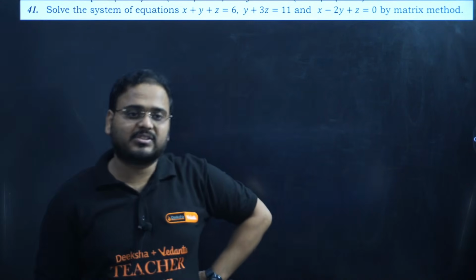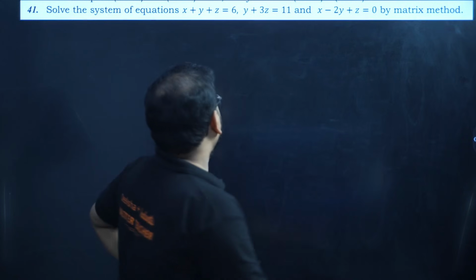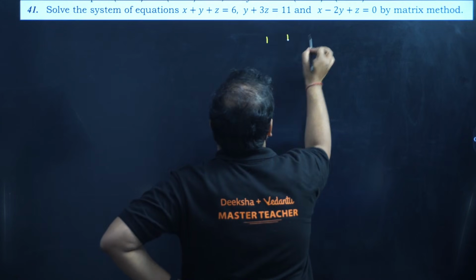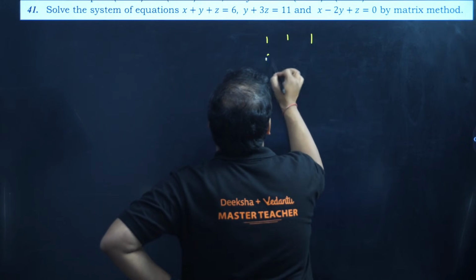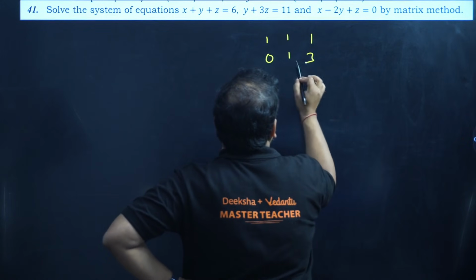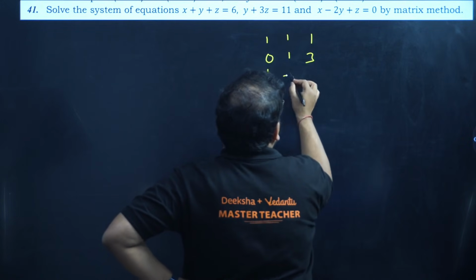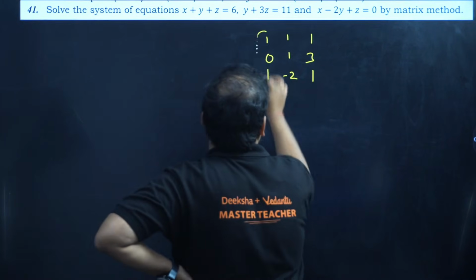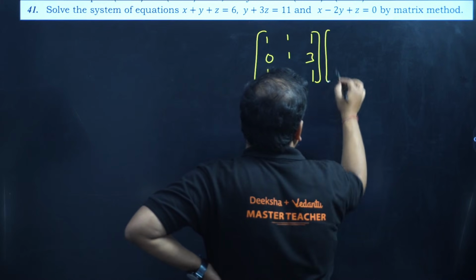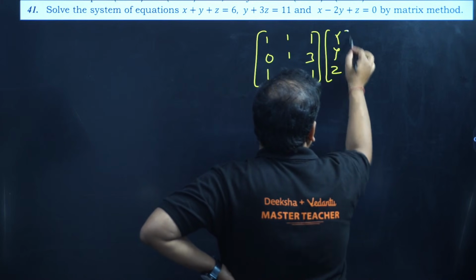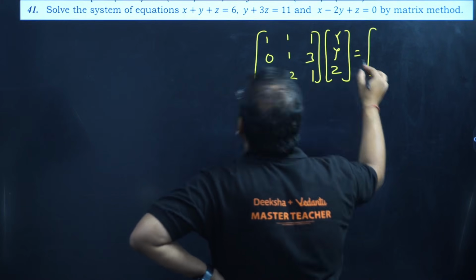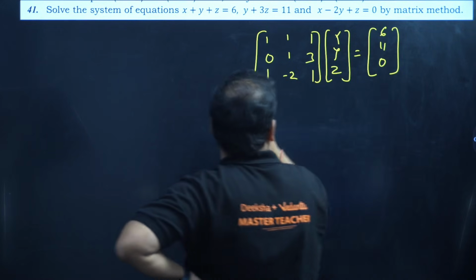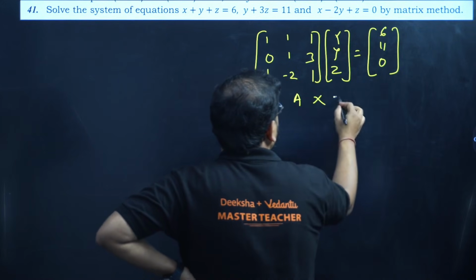Question number 41. Solve the system of equations given like this by matrix method. Let me write the equation form first. We'll have over here first one as 1, 1, 1. 0 because this is y only, 0, 1 and 3. And we have 1, minus 2 and 1. This is your matrix A. The variable matrix will be x, y and z. The constant matrix will be what? 6, 11 and 0. This is the matrix A, this is X and this is B.